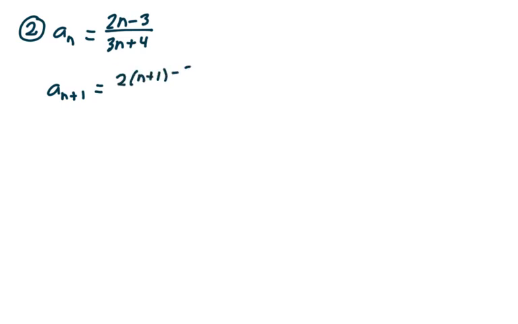Number 2. Suppose a sub n is (2n minus 3) divided by (3n plus 4). A sub n plus 1 is 2 times (n plus 1) minus 3 divided by 3 times (n plus 1) plus 4. But that's (2n minus 1) divided by (3n plus 7). Okay?